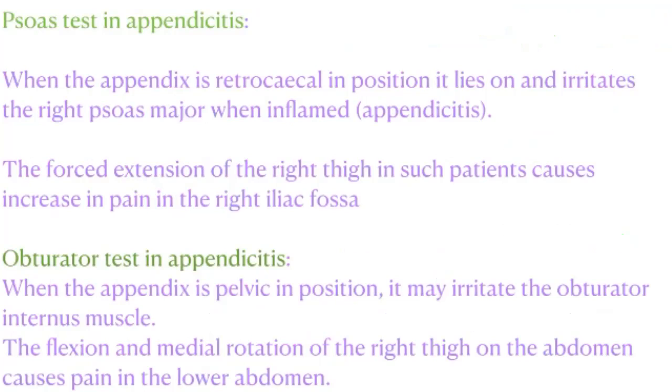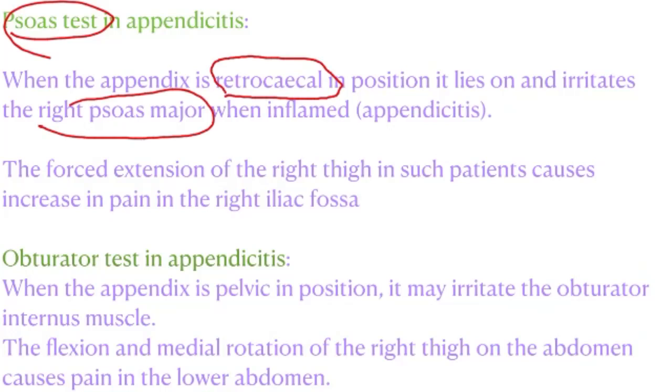Psoas test in appendicitis. When the appendix is retrocecal in position, retrocecal means behind the cecum. The posterior relation of the cecum is the psoas major. So if the appendix lies behind the cecum, right, it comes in contact with the psoas. It lies and irritates the right psoas major when inflamed.